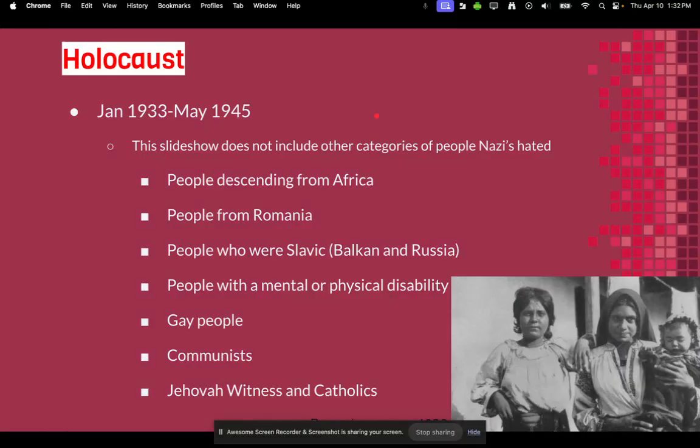So, this slideshow does not include other categories of people the Nazis hated. It wasn't just the Jewish people. It also was people who were descended from Africa, people from Romania, people who were Slavic, like in the Balkan region or Russia, people with a mental or physical disability, gay people, communists, and Jehovah's Witnesses and Catholics.